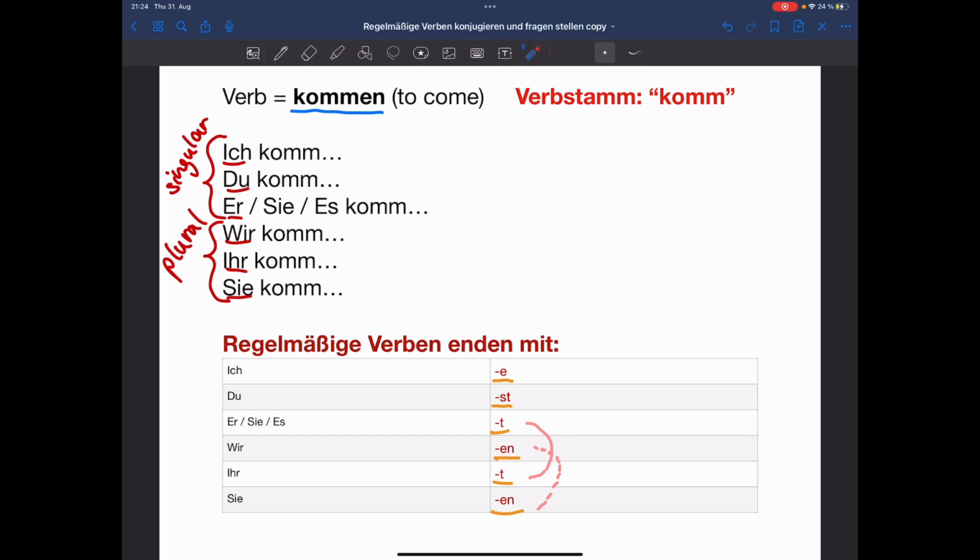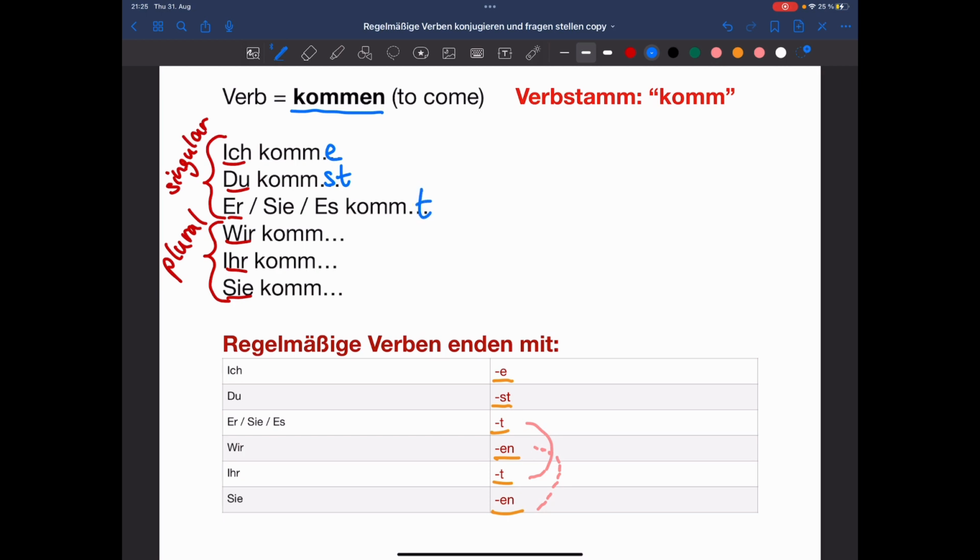Okay, so now what we are going to do is just use these endings, which go for every regular verb in the present tense, and add them here onto our sentences. So how can you say I come in German? That's right, you use the verb stem, komm, ich komm, and add an e. So it would be ich komme. Now what about the next sentence? Du komm plus st is du kommst. Next one, er, sie, es kommt.